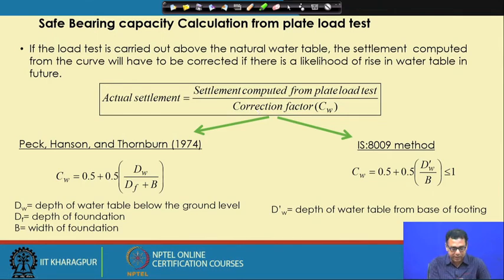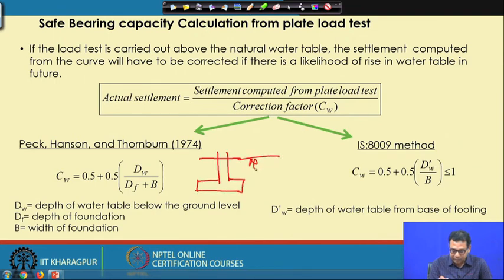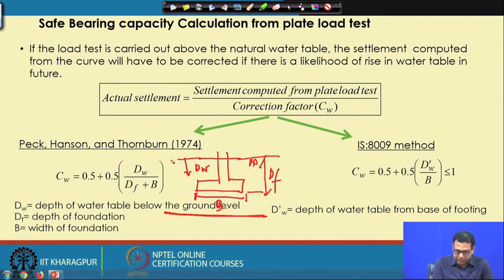And this correction factor we can get by two methods. One is Peck, Hansen and Thornburn 1974, where dw is the depth of water table below the ground level. Remember the difference between these two methods: if this is your foundation and this is the ground level, then here dw is this one, d is the depth of foundation, and B is the width of foundation. So, any position of the water from the ground surface is called dw.